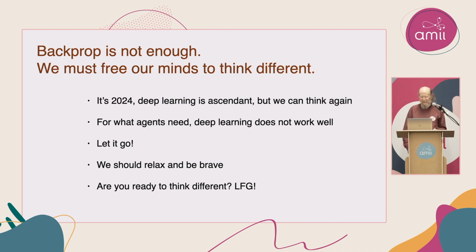Now it's 2024, deep learning is ascendant, but we can still think again, because for what agents need, for what we need in reinforcement learning, deep learning just doesn't work well. So we should let it go. We should relax and be brave and think differently. So, are you ready to think differently? Let's freaking go.